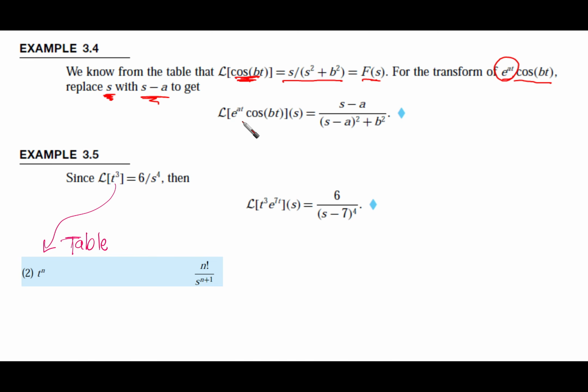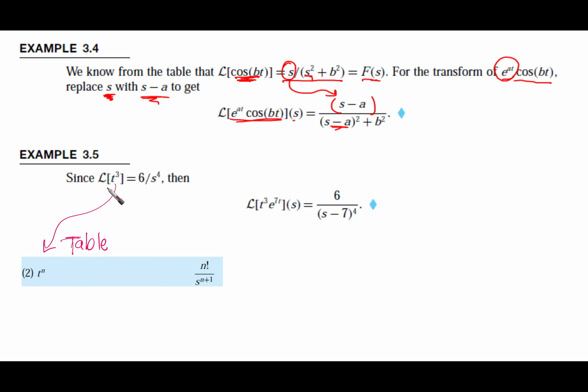That's what we are going to do. So the Laplace transform of this function, e to the at times cosine bt, equals, and instead of s, it is going to be exactly s minus a. And here, where it is s, it is going to be s minus a. That's it. And b will be the same. Understand it? Okay, let's have another example to see how super easy it is.